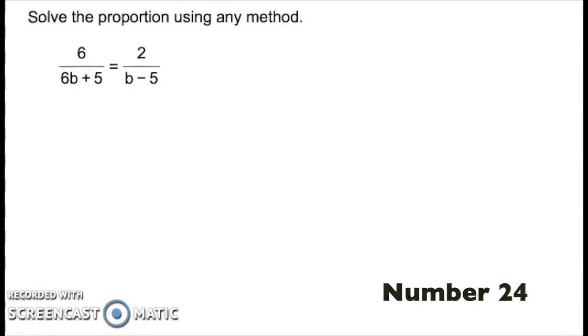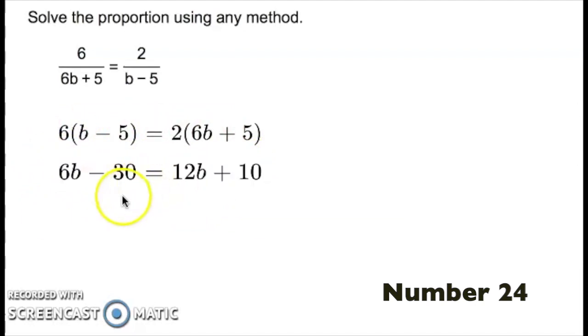So we're solving the proportion. So we're cross multiplying. We have 6 times b minus 5 equals 6b plus 5 times 2. So we have 6 in parentheses b minus 5 equals 2 in parentheses 6b plus 5. Now we distribute in both of the parentheses. We'll have on the left 6b minus 30 equals 12b plus 10. So then I would move the smallest variable first, which is 6b, so I subtract that from both sides.